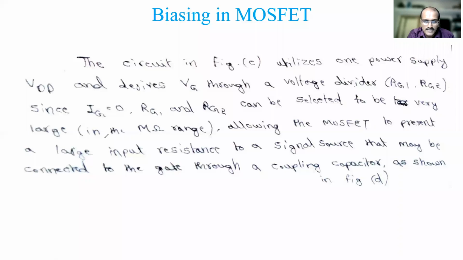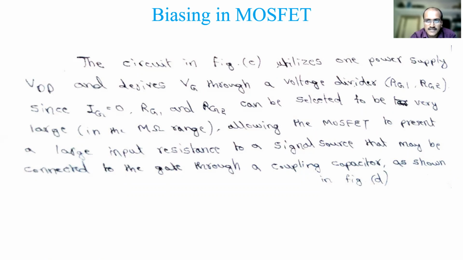Okay, but in the case of here RG1, RG2, we have to select any one value. Based on that another value will be calculated. Okay, we'll see that in the design. So this allows the MOSFET to present a large input resistance to a signal source that may be connected to the gate through a coupling capacitor. So the second diagram is there, which is about the coupling to the signal source, okay, which is an amplifier circuit.